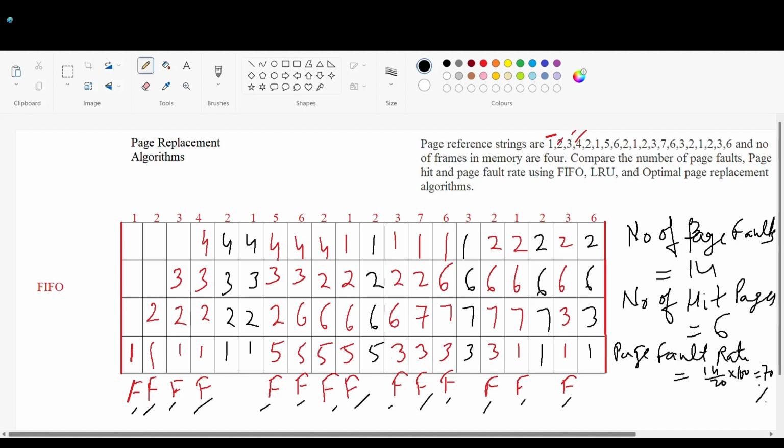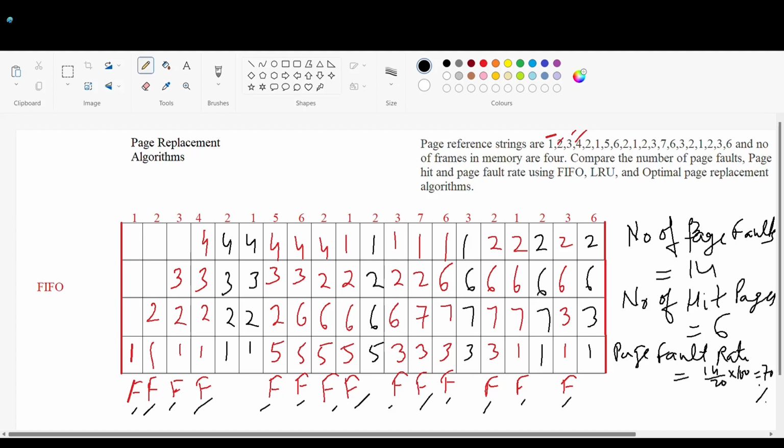Clear? Now 7. So which page should be replaced now? So see here, 3 is recently used, 2 is recently used, then 1 is used, 2 is used, and 6. 6 is not used for the longest period of time. So 6 will be replaced by 7. So 7, 3, 2 and 1, right? This is also a page fault.